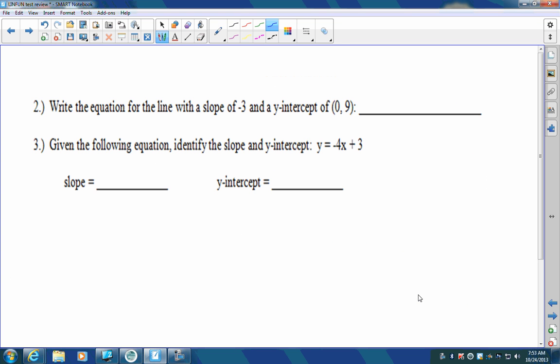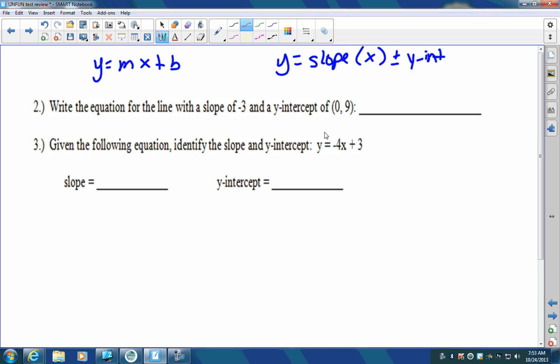Number 2 says write an equation with a slope of -3 and a y-intercept of (0, 9). Well, remember, it's y equals mx plus b. Y equals the slope times x plus or minus the y-intercept. So right here, we have y equals, the slope is -3, so I have -3x. And then the y-intercept is a positive 9, so plus 9.